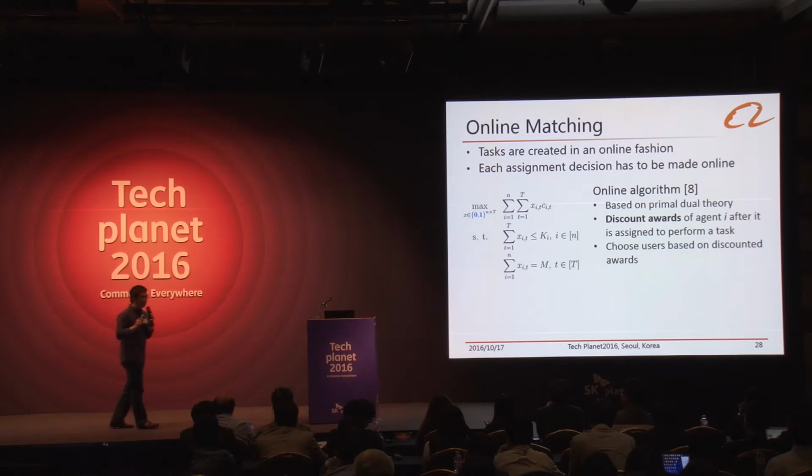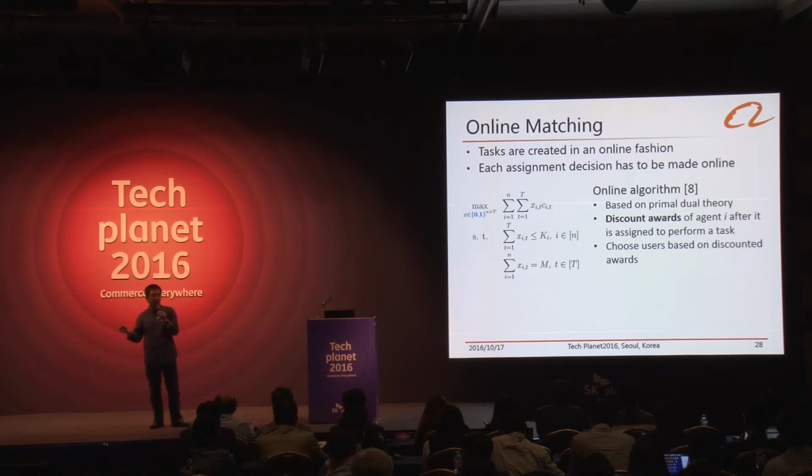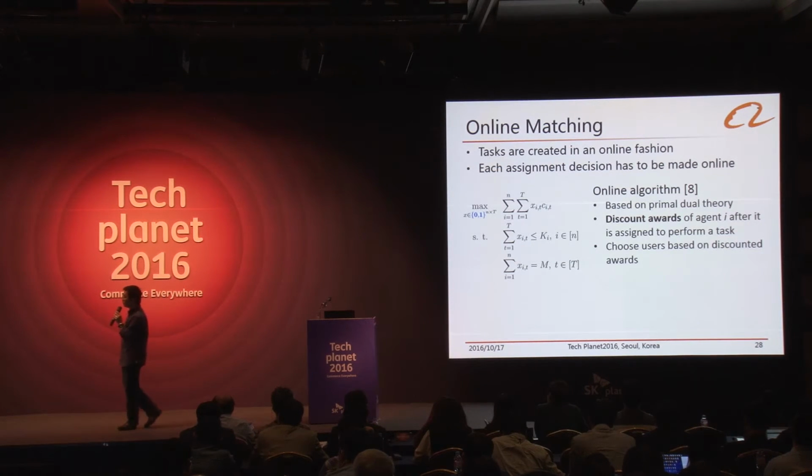So this is called the discount award. Using the discount award, you actually select the user not based on the original word to address the task. Instead, you're using the discount award as a basis to decide who is going to perform which task. And that becomes the key recipe to solve the problem we have encountered before.